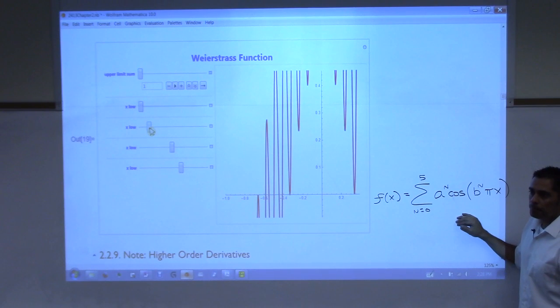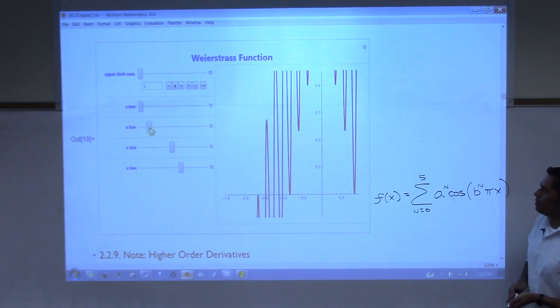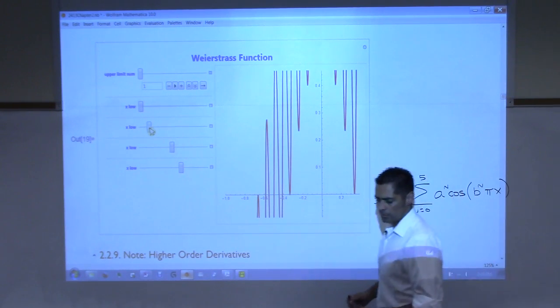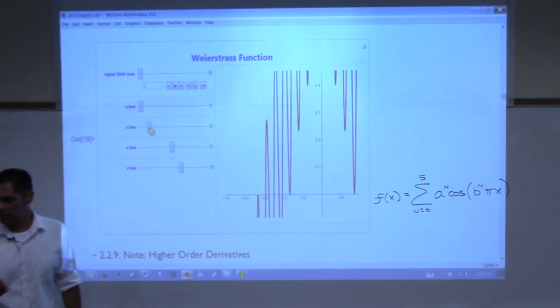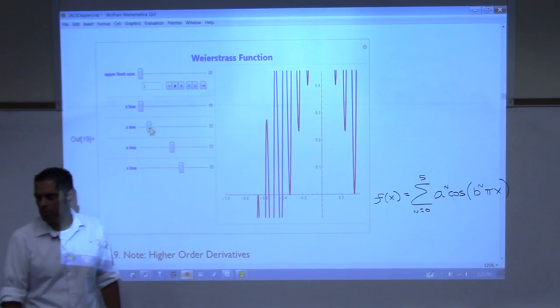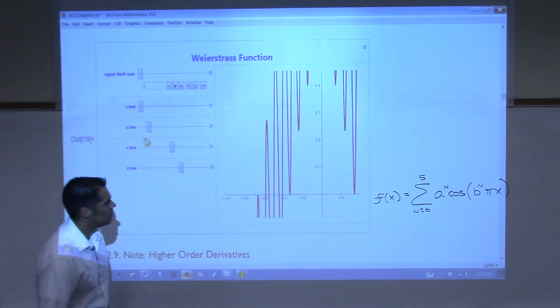Why is it not like the sine function instead of cosine? You could get it with the sine function. You could replace it with sine and it would do the same thing. I think I should put an asterisk next to that. I'm pretty sure it would. I haven't looked at Weierstrass in a long time, so.